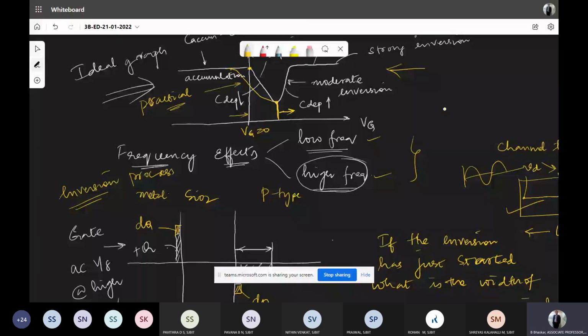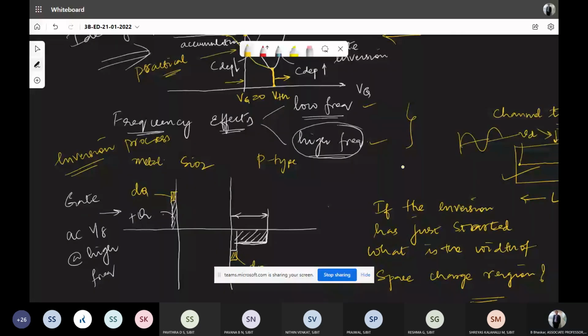And what is this voltage at that point? Threshold voltage. Exactly. So simple. VTH. It has just begun. So what will be the width of this then? At threshold, what will be the width of the space charge? We had denoted it as what? XDTH. Exactly. At VG equal to VTH, we write this as XDTH.